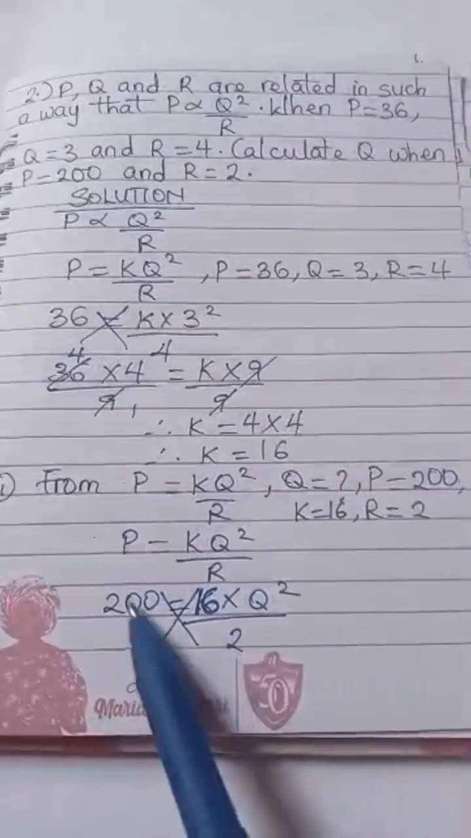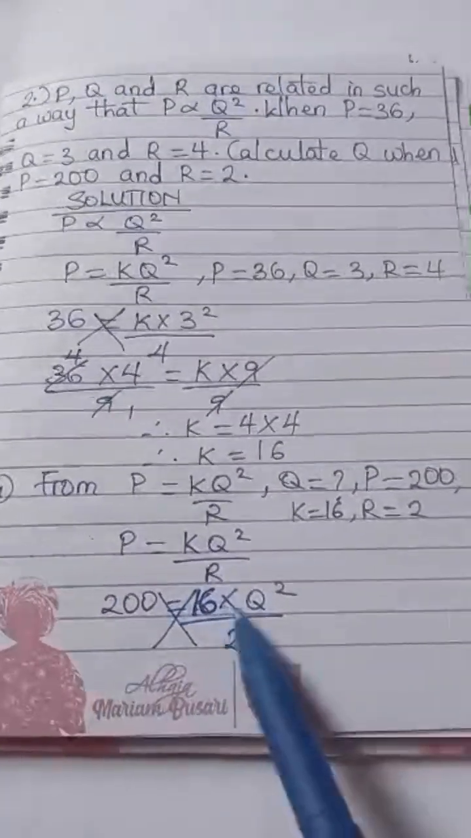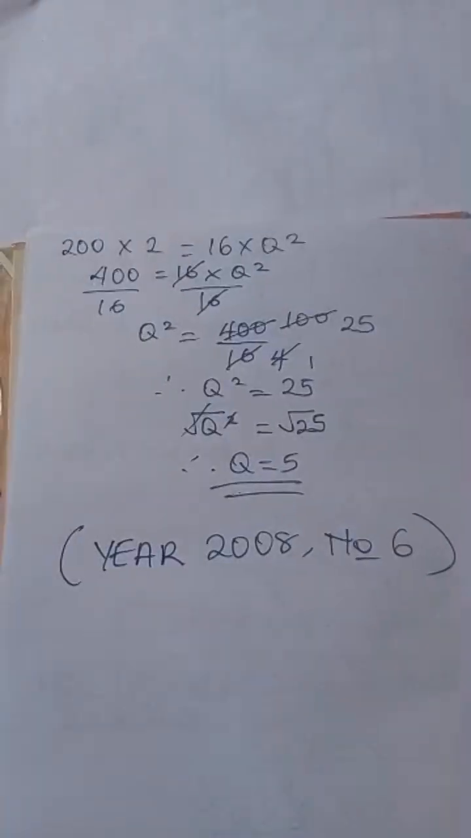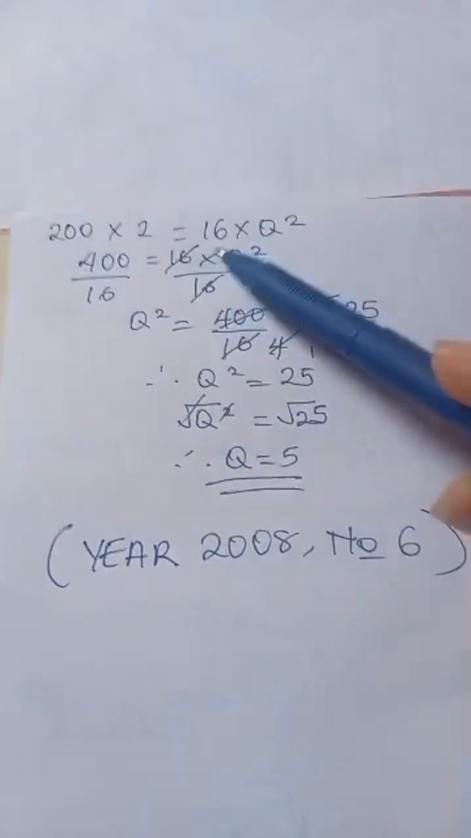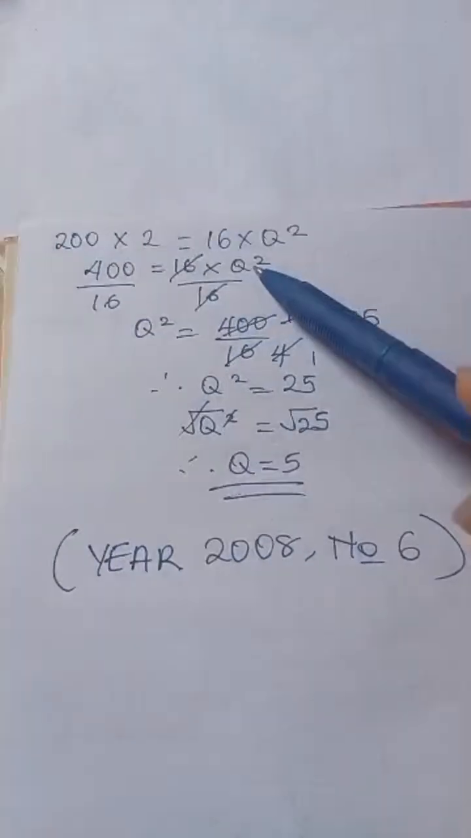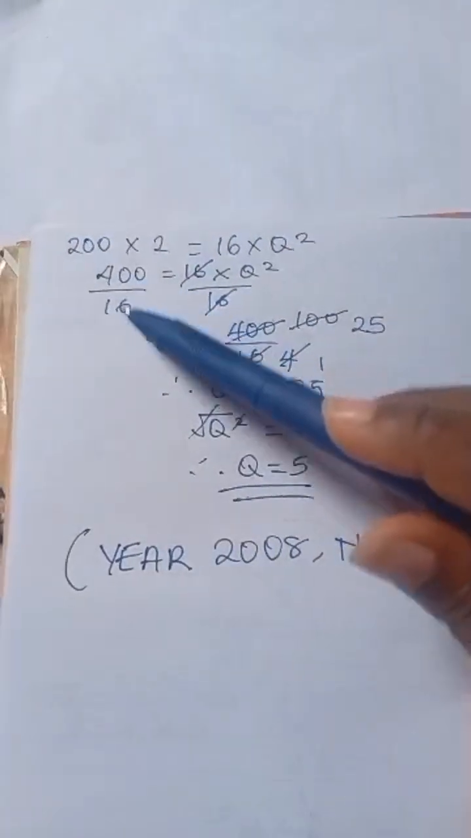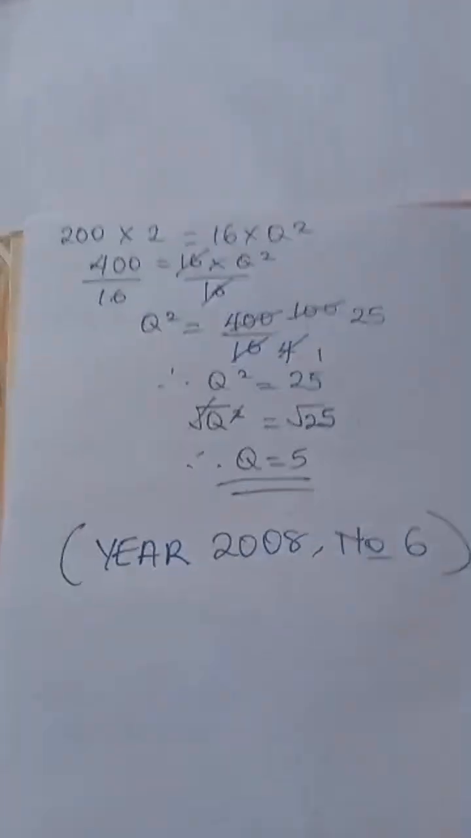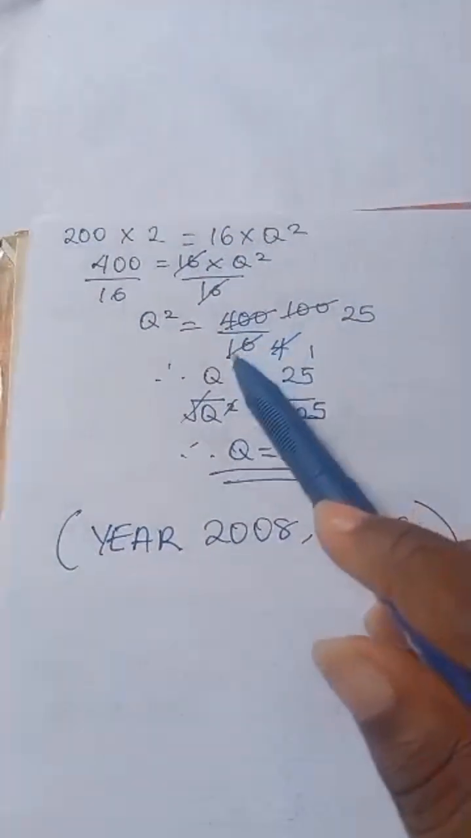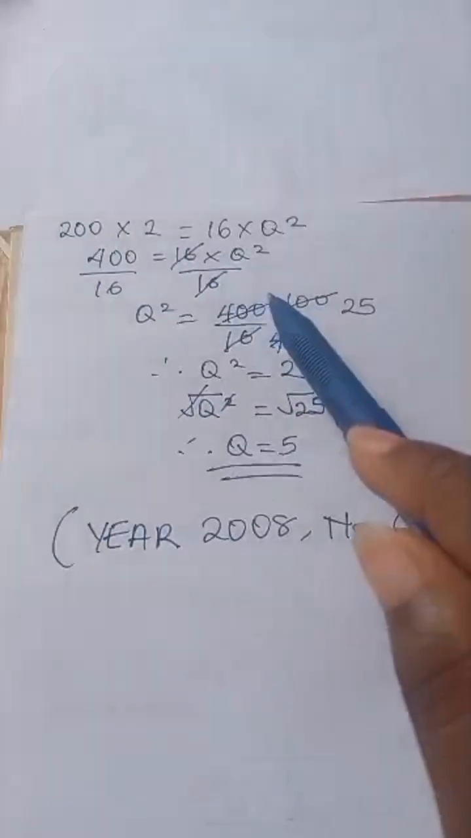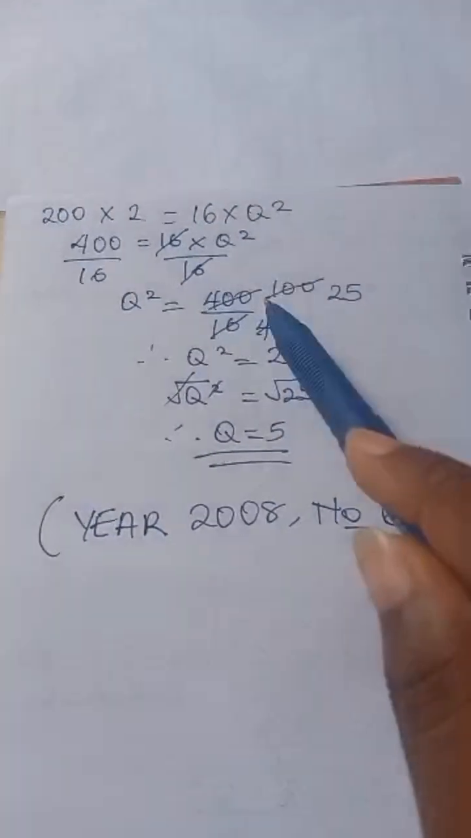So you cross multiply 200 times 2. This comes here and is equal to 16 times Q squared. So 200 times 2 is 400, equals 16 times Q squared. So divide both sides by 16. You cancel out like this. So 400 over 16. That's a big number to divide with. So 400 divided by 16. 4 can go in 400, that's 100. 4 can also go in 16, 4. 4 can go in 100, 25.